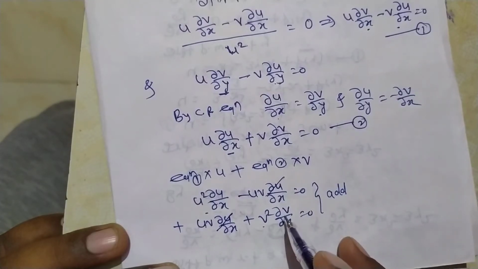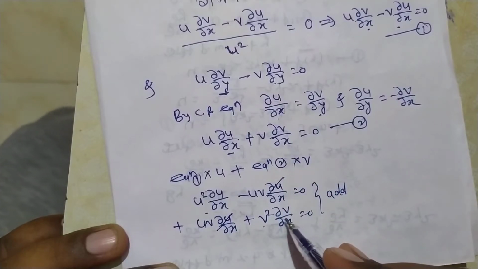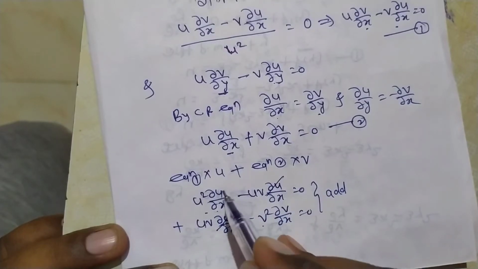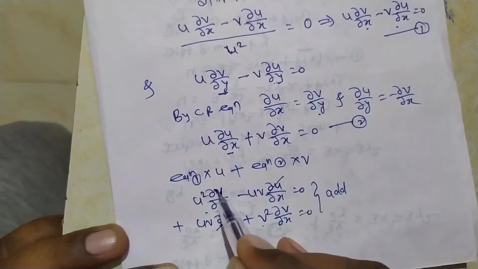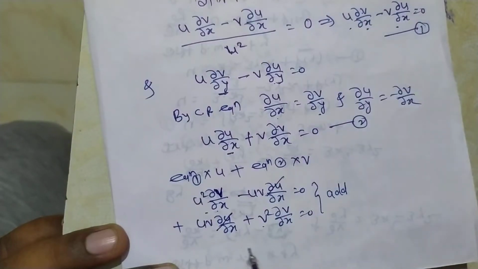This is v square ∂v/∂x. Here ∂u/∂x, this is not ∂u, this is v. Because if you multiply here by u, then ∂v/∂x is there.